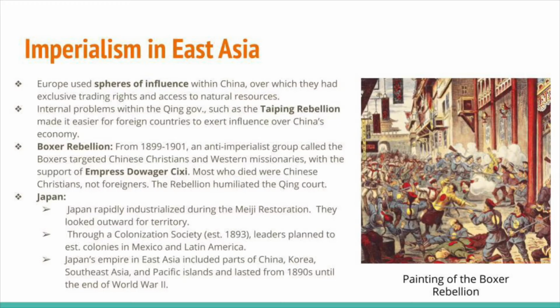Japan rapidly industrialized during the Meiji Restoration. Afterwards, they looked outward for territory. Through a colonization society, Japanese leaders planned to establish colonies in Mexico and Latin America.